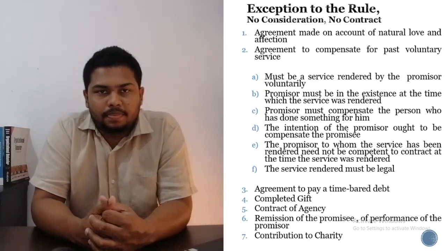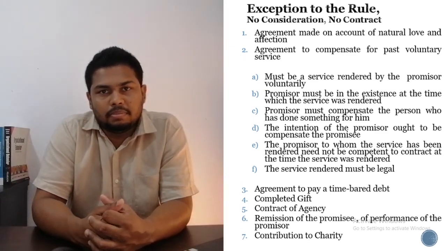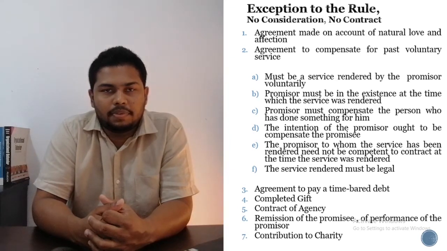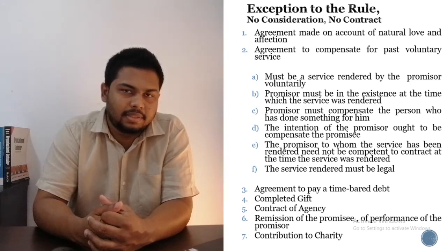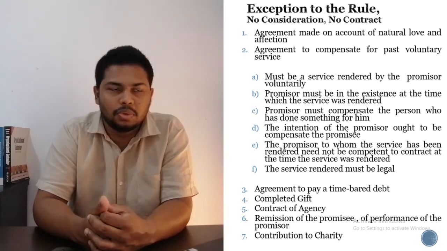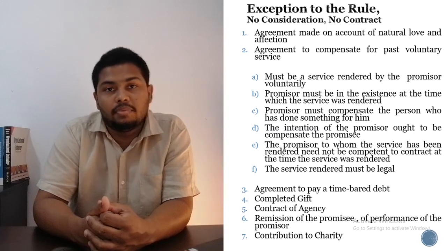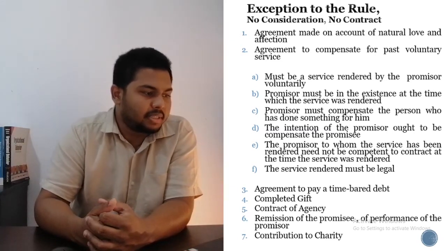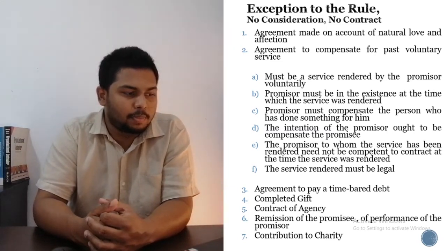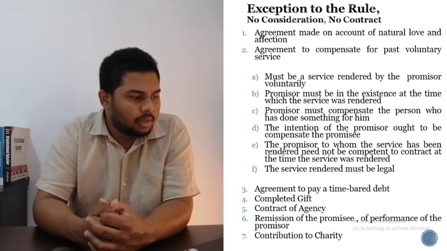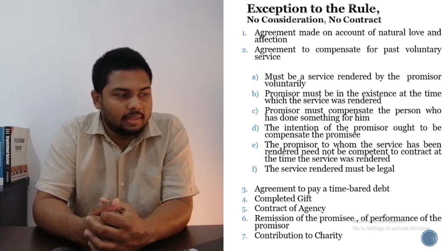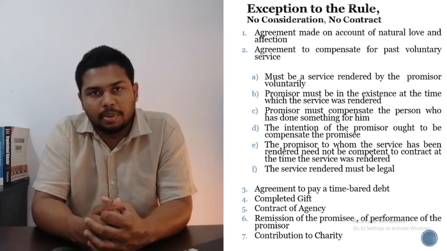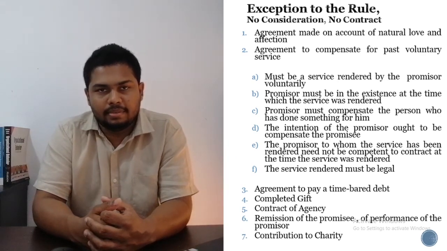Contract of agency. Your contract of agency, in the sense your employment opportunity is the employment contract. It is a contract of agency, right? You don't need any consideration to make valid contracts. And remission by the promisee of performance of the promisor. Contribution to a charity. All these things don't need any consideration to build up a contract, right?